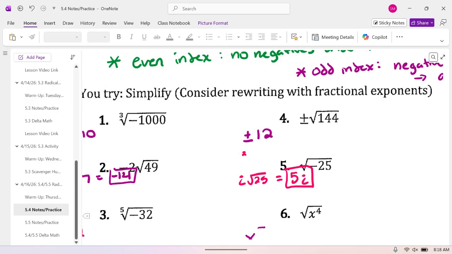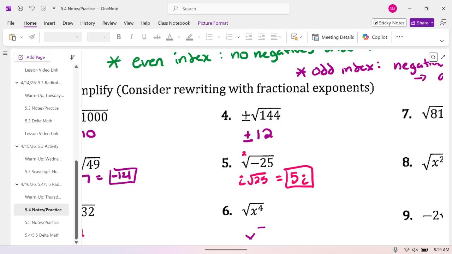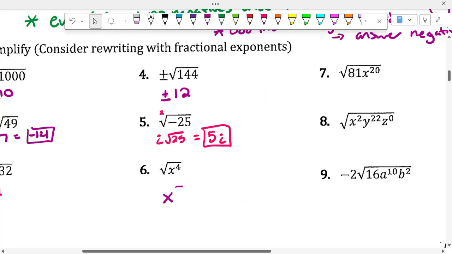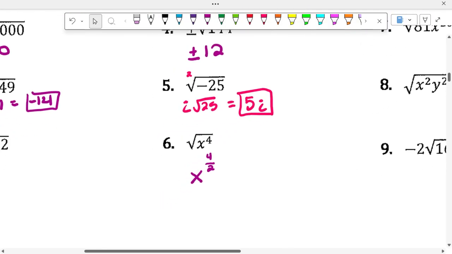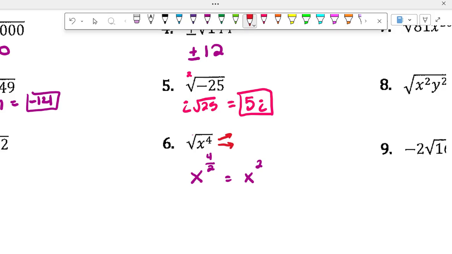So if I converted this, this will be 4/2. Well, what's 4 divided by 2? 2. So your answer is x squared. The other way you could think about it is that since this is a square, you're looking for 2 factors that multiply to give you x to the 4th. That can only be x squared and x squared.